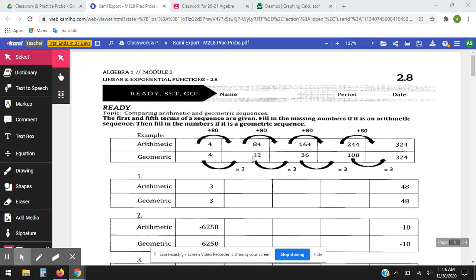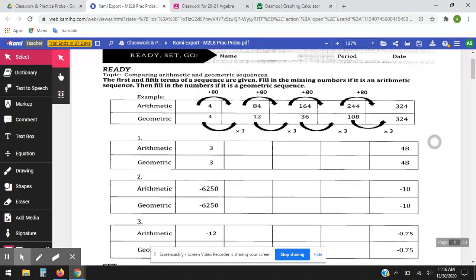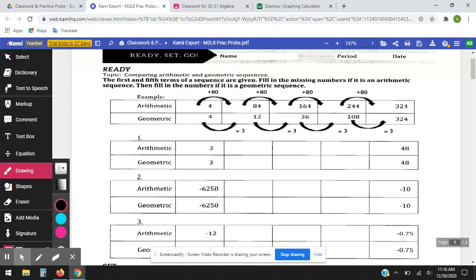These first ones should be review, so I'll just do one to demonstrate. We are comparing arithmetic and geometric sequences. The first and fifth terms of the sequence are given. Fill in the missing numbers. If it's arithmetic, fill in the numbers arithmetically; if it's geometric, fill them in geometrically. Notice at the top, we have written out arithmetic and then geometric.